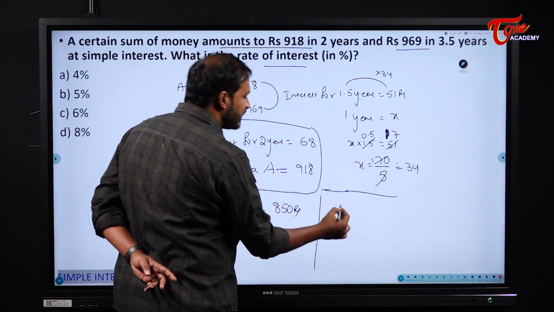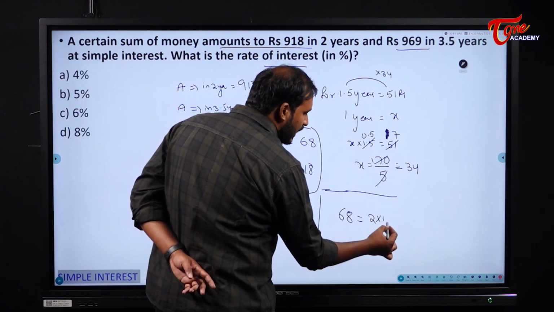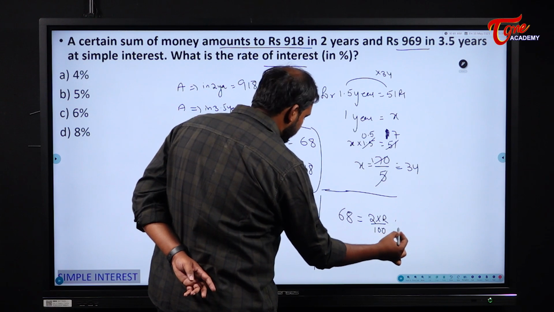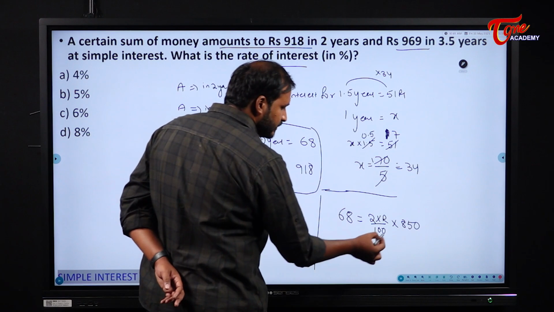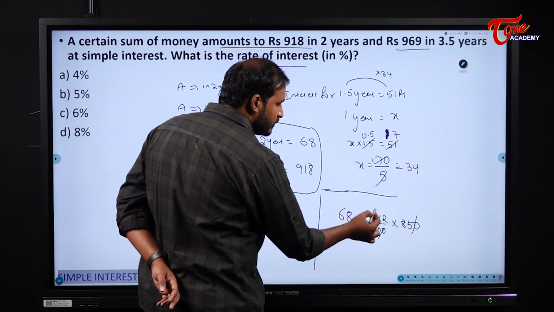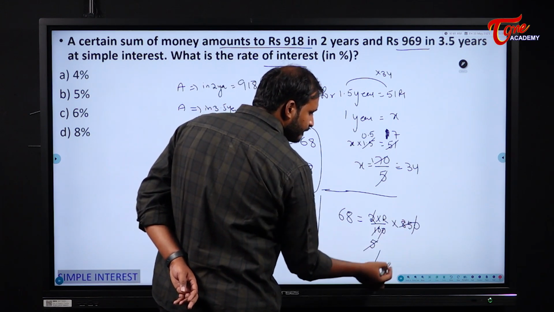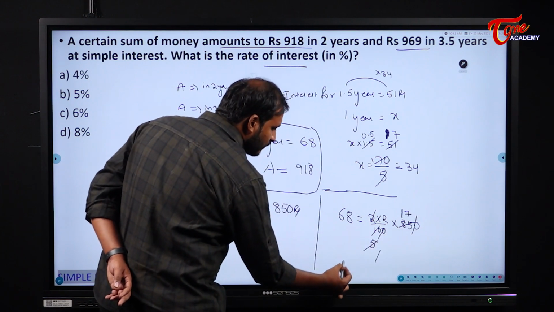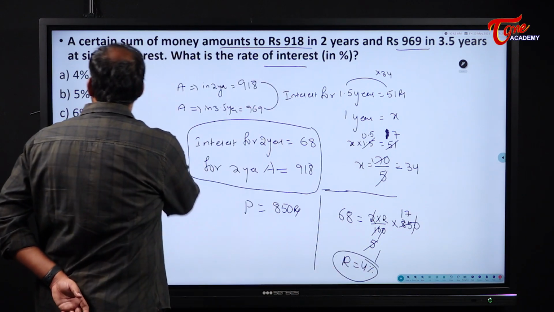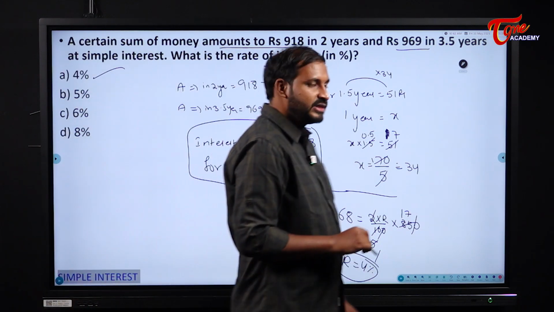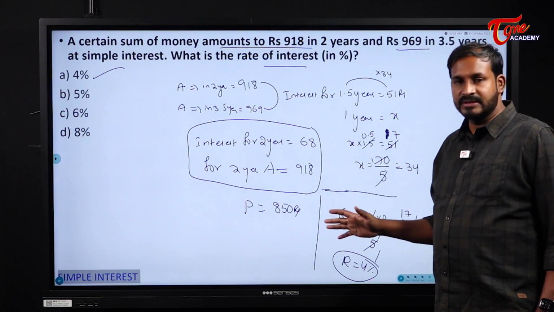For 2 years what is the interest? 68. Time period is 2 and rate of interest we don't know. R by 100 into principal is how much? 850. Principal is how much? 850. The zeros get cancelled. 2 ones are 2, 5 twos are 10. Next 5 ones, 5. 1 time and 7s. So R will become what? 4%. So the rate of interest here is how much? 4%.